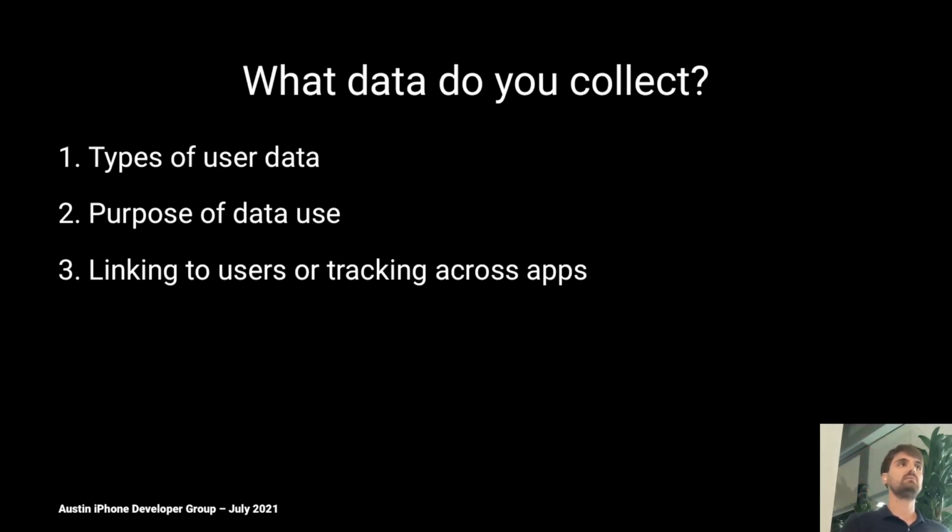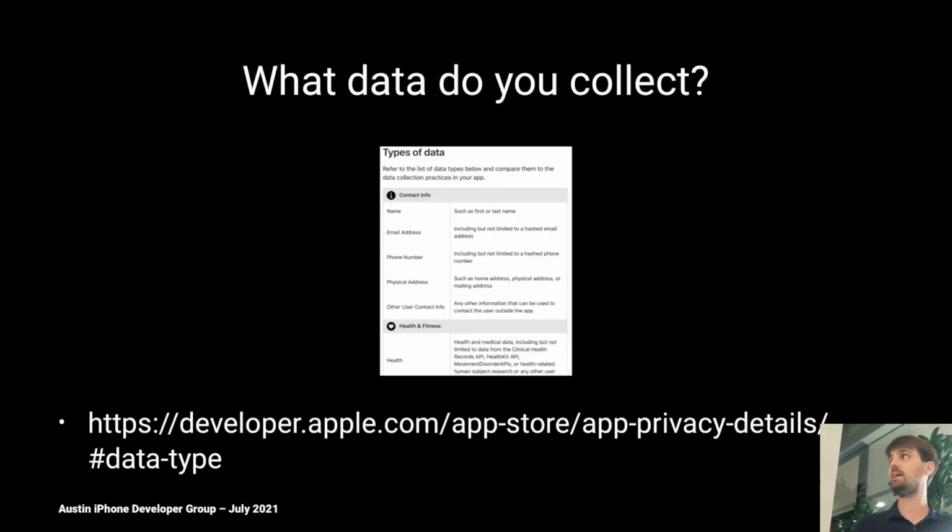So there's different types. Then there's the purpose of the data use. So there's different purposes for how you use data. And then there's the issue of whether you're linking the data to specific people or whether you're using the data to track people across different apps. So for that first one, what are the types of data?